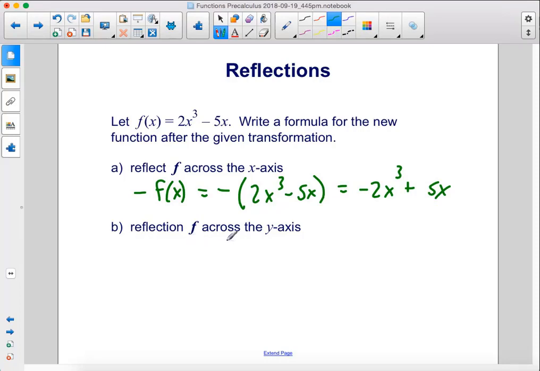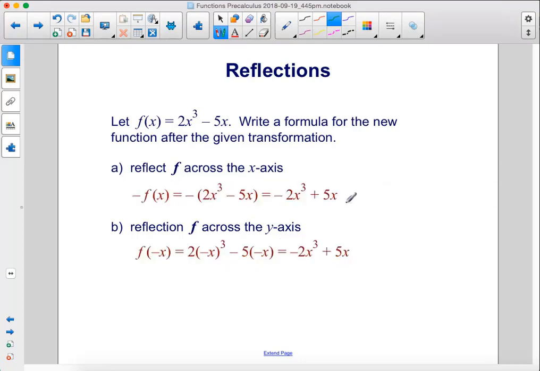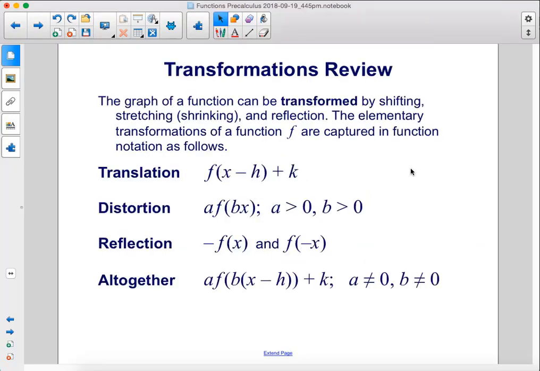Reflection of f across the y-axis is f of negative x. So that's going to be 2 times negative x cubed minus 5 times negative x. So that is going to be negative 2x cubed plus 5x, which actually is the same answer in both of these cases. And here we see that we get negative 2x cubed plus 5x when we reflect it across the x-axis or the y-axis.